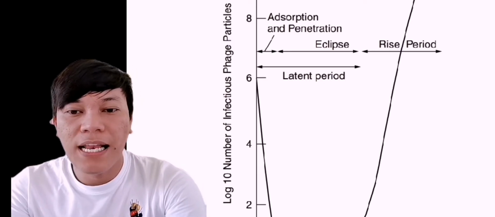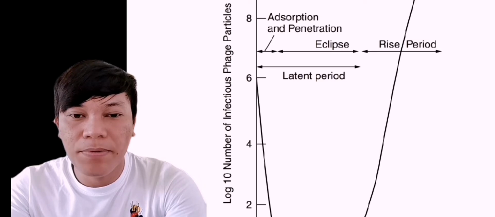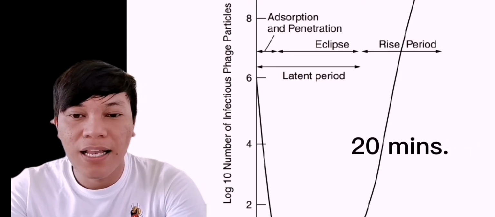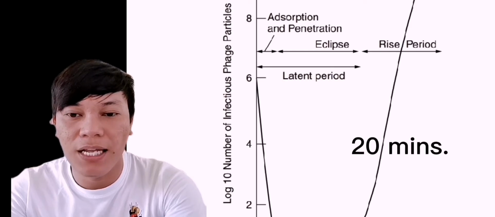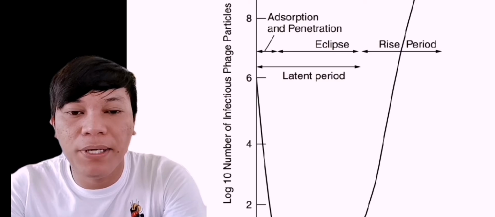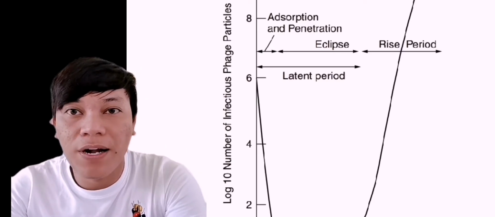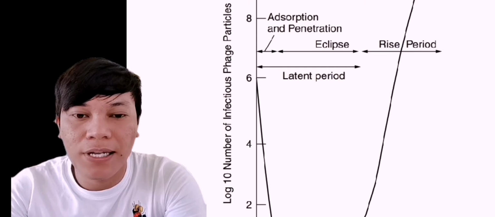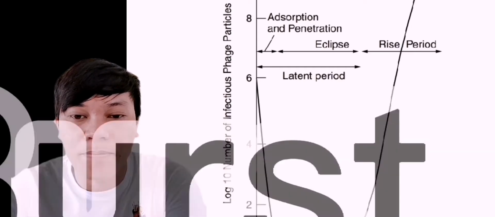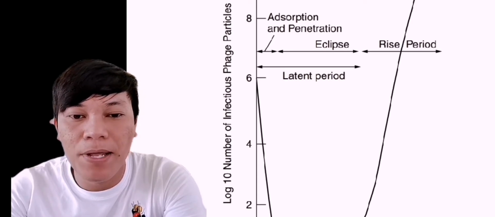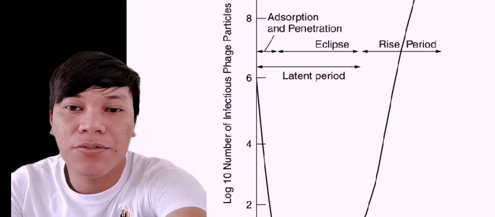So after the latent period has been completed, approximately 20 minutes for E. coli cells infected with coliphage, infectious viruses begin to be released from the cell. The average number of infectious bacteriophage particles released per cell is referred to as the burst size. So the replication cycle may be depicted as follows.